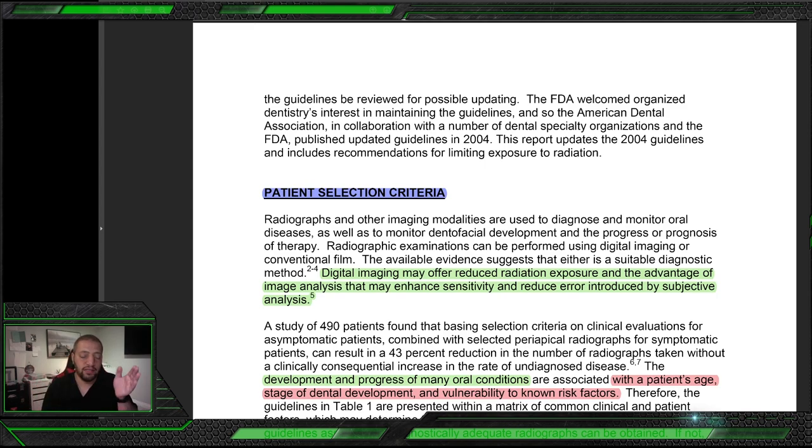We're going to say, okay, this is a new patient or a recurrent patient. And then we're going to say, okay, he's a kid. He has primary teeth only, or mixed dentition, or permanent dentition, or dentureless or partially dentureless. And then we're going to say, okay, let's weigh the benefit versus risk of taking X-ray. Digital imaging may offer reduced radiation exposure and advanced image analysis that may enhance sensitivity and reduce error introduced by subjective analysis.